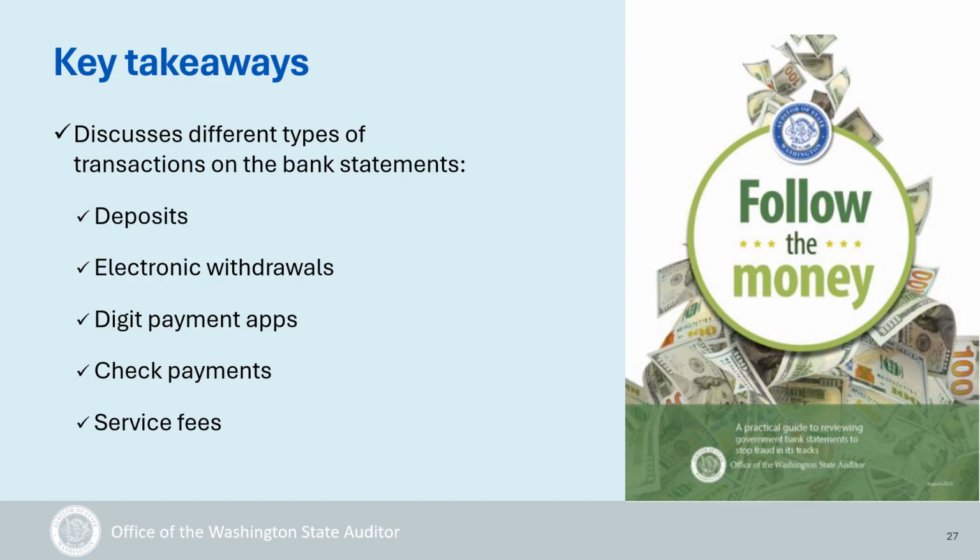This resource showcases how important it is to understand the different areas on the bank statements, such as deposits, electronic withdrawals, check payments, digital payment apps, etc., because this knowledge will help a reconciler spot something that may be out of the ordinary. Like, hey, I see checks written out to a company out of state that we don't have listed as a vendor. That seems pretty odd. Then an investigation can follow to identify if this is a legitimate expenditure.